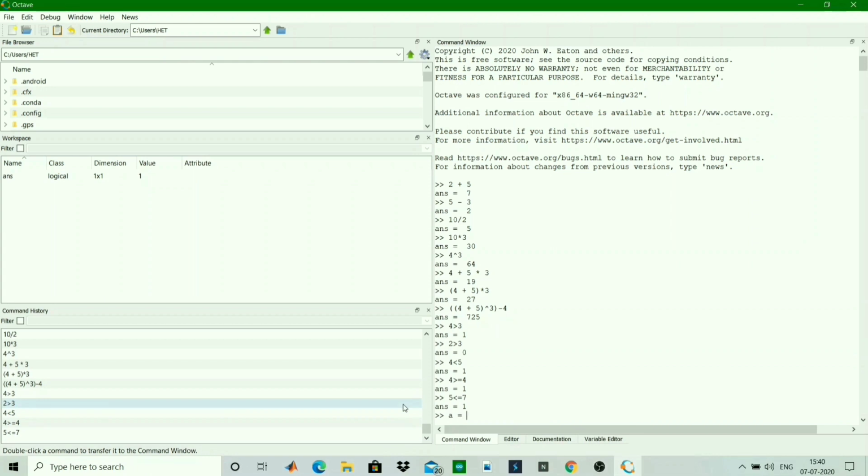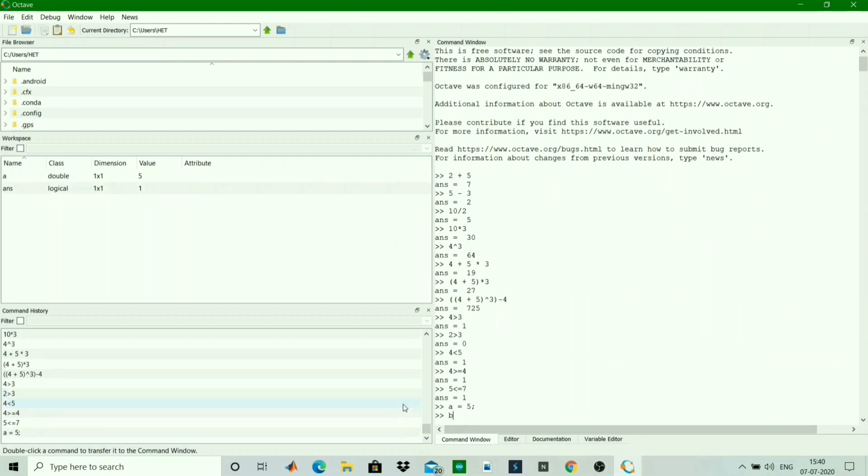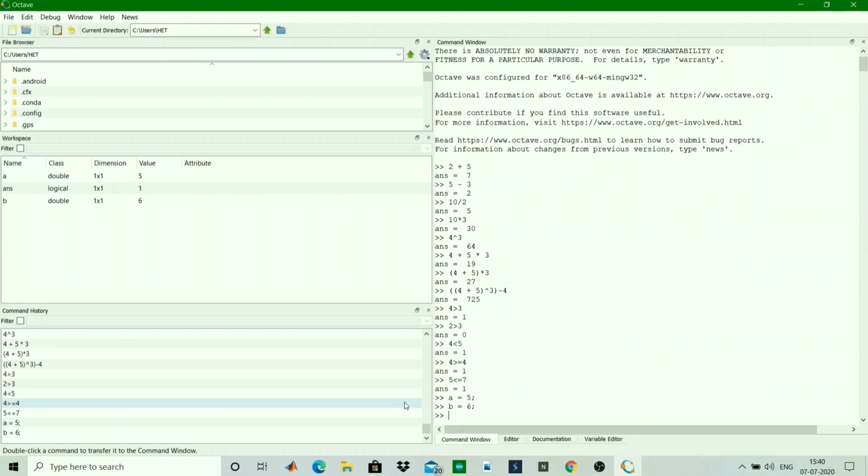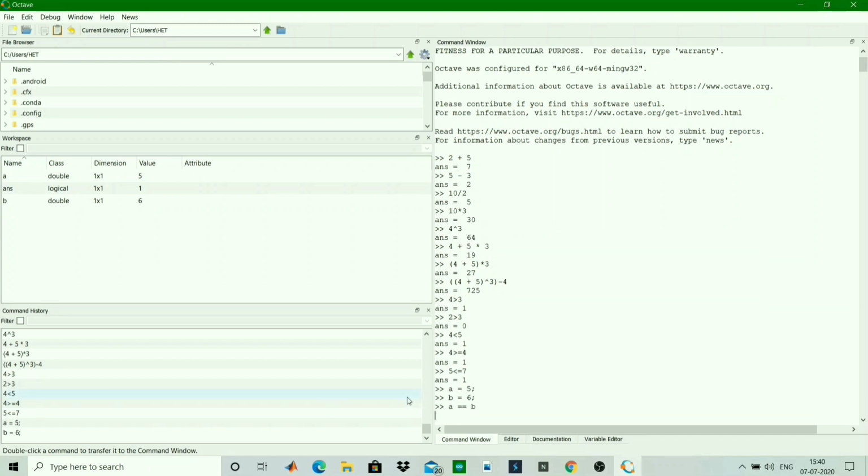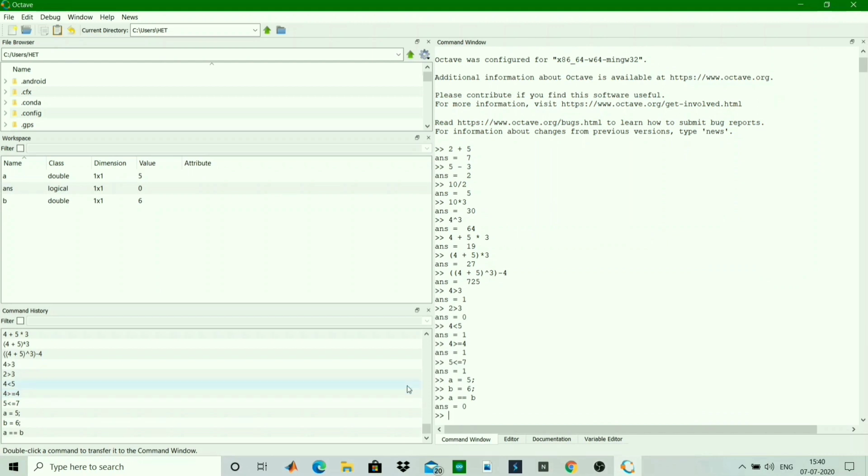So A equal to 5, B equal to 6. Still wondering why we use semicolon? I have mentioned it already in the first video, so don't forget to watch it. A equal to B, and the answer is 0. It's just because 5 is not equal to 6, and so the answer is false.